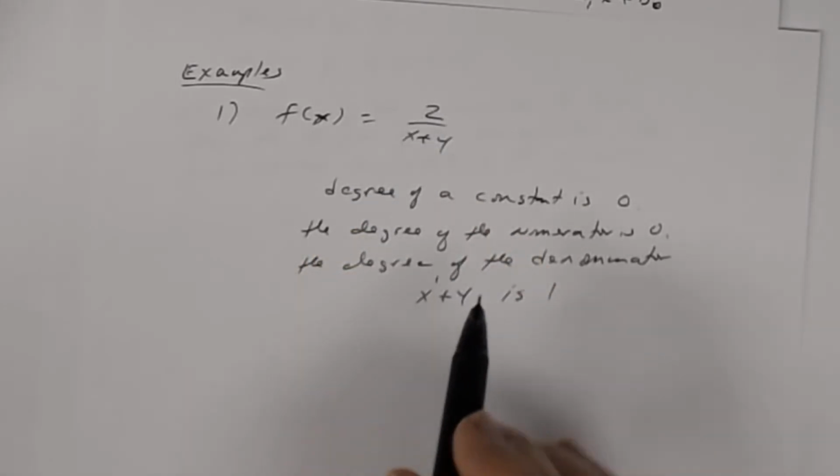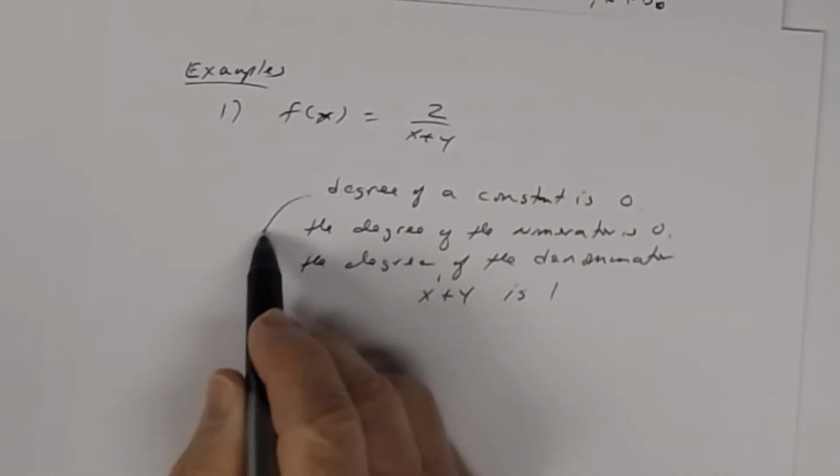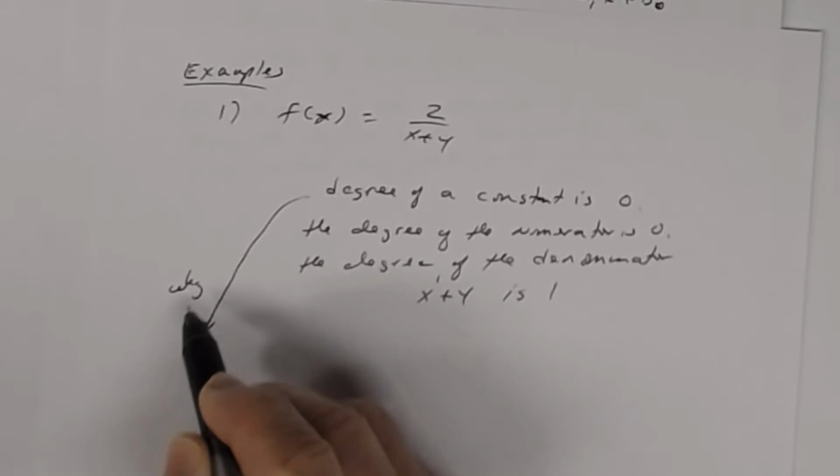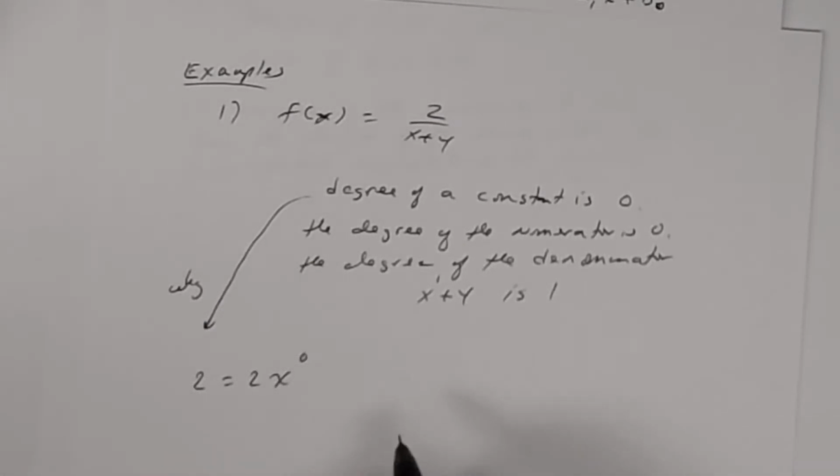Make sure you understand why. Because I can write 2 as 2x to the 0 power. So you see that exponent is 0? X to the 0 is 1. 1 times 2 is 2. All right, so remember x to the 0 is 1. Okay, so 1 times 2 is 2. So the degree of a constant is always 0.